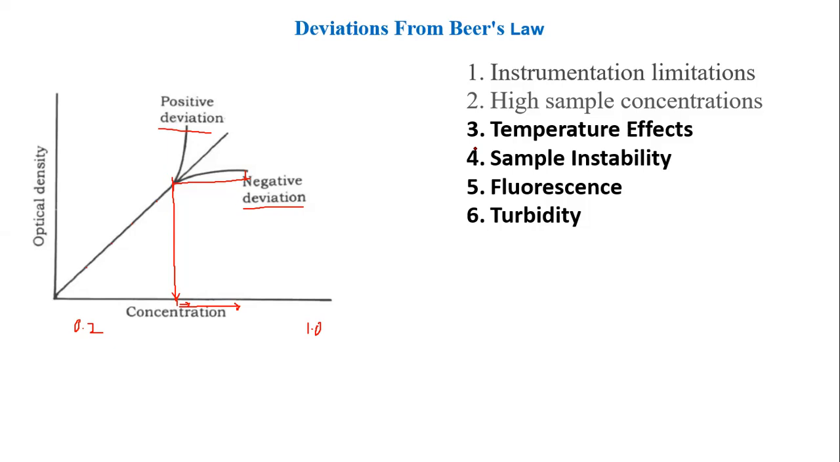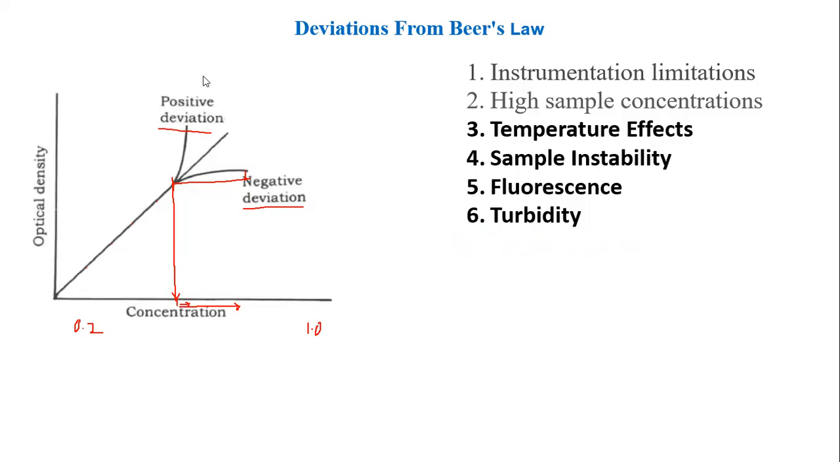Then there is a possibility of fluorescence as well, or at a very high concentration, the sample may start precipitating out of your solution. If it starts to precipitate out, then obviously it will not obey Beer's law. So these are very commonly observed situations when you can get deviation from Beer's law.